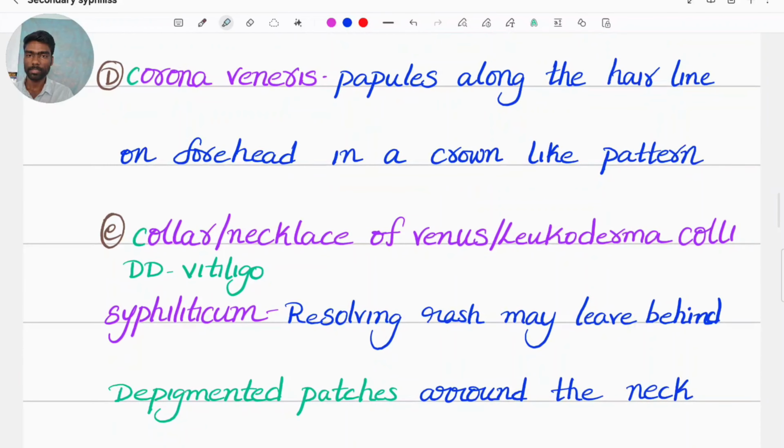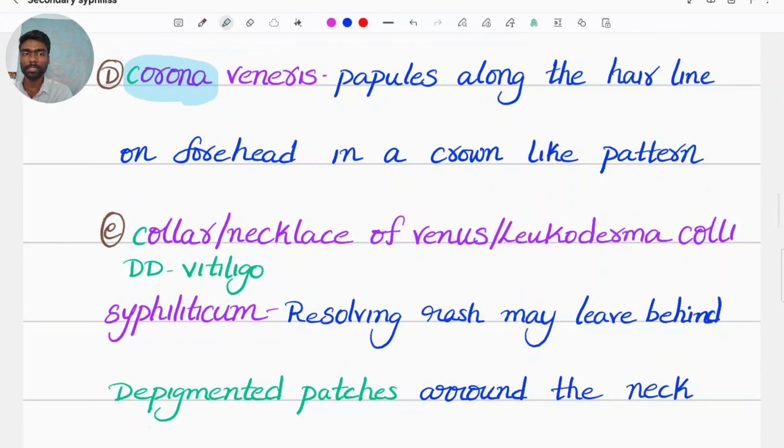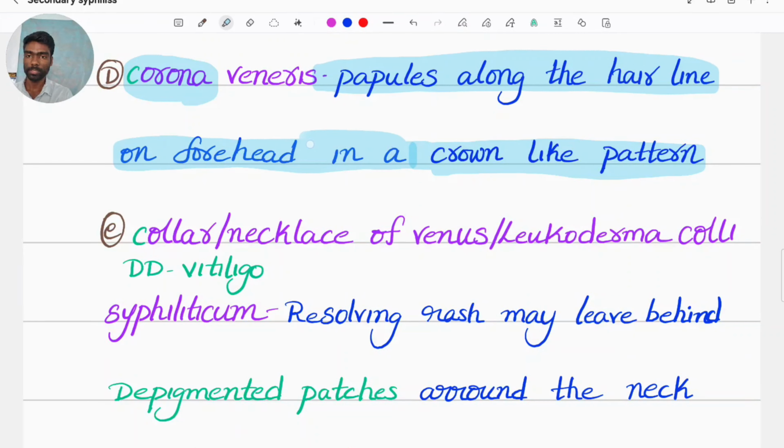Corona veneris. The word corona means crown-like pattern. Wherever the word corona comes, it is crown-like. Coronavirus. Corona psoriatica, seen in psoriasis. Here in corona veneris, papules along the hairline on the forehead are arranged in a crown-like pattern. Whereas in psoriasis, the psoriatic plaque extends beyond the hairline onto the forehead in a crown-like pattern. There it is called corona psoriatica. Here it is a venereal disease, so it is called corona veneris.